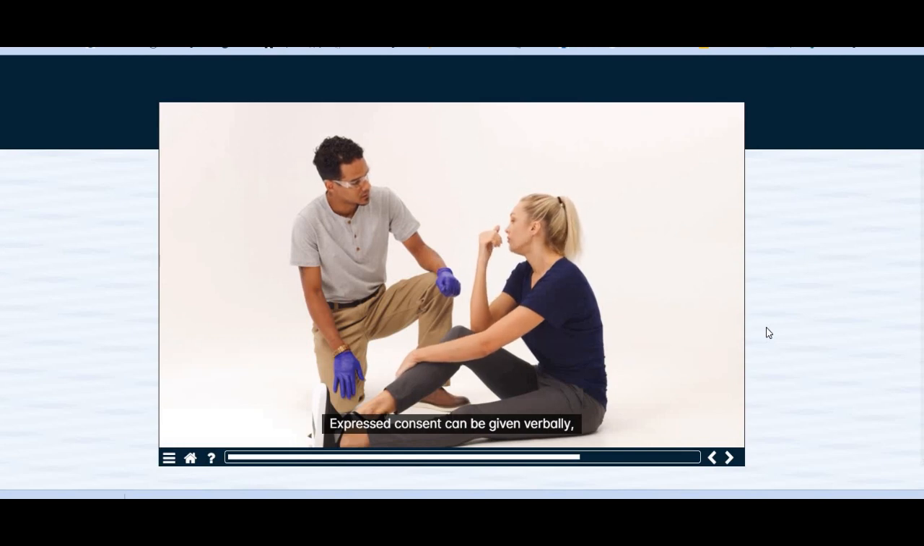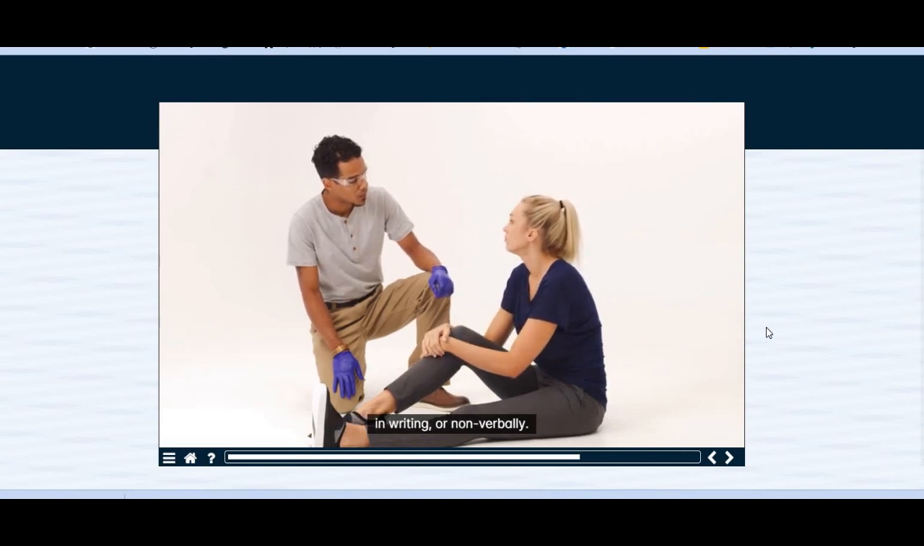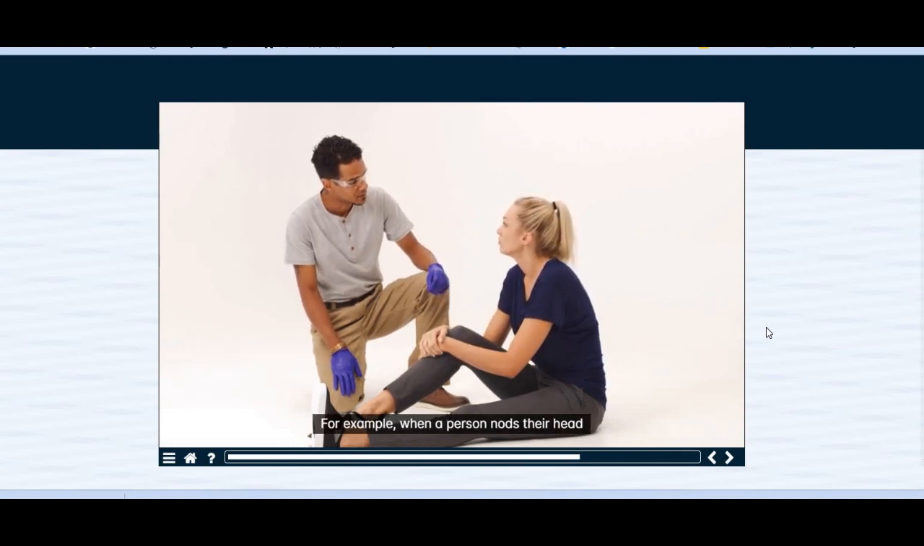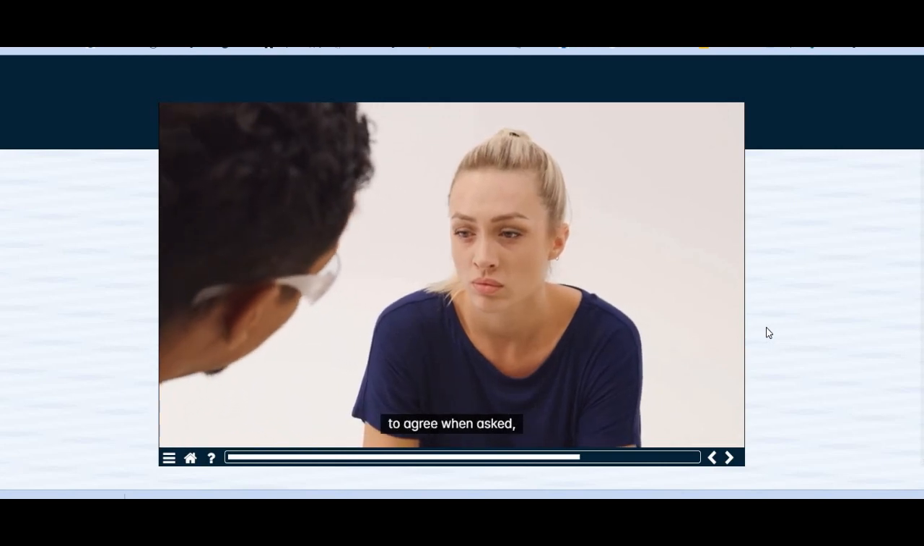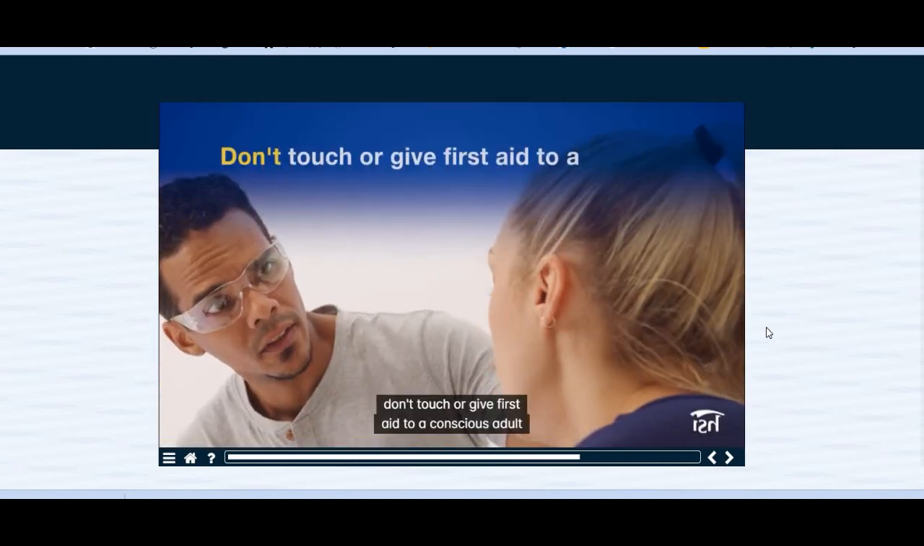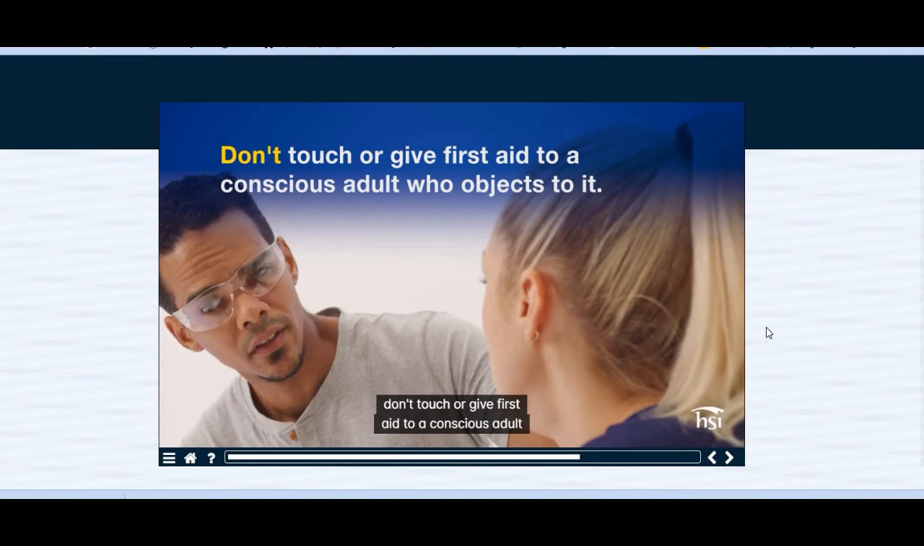Expressed consent can be given verbally, in writing, or non-verbally. For example, when a person nods their head to agree when asked, "May I help you?" Don't touch or give first aid to a conscious adult who objects to it.